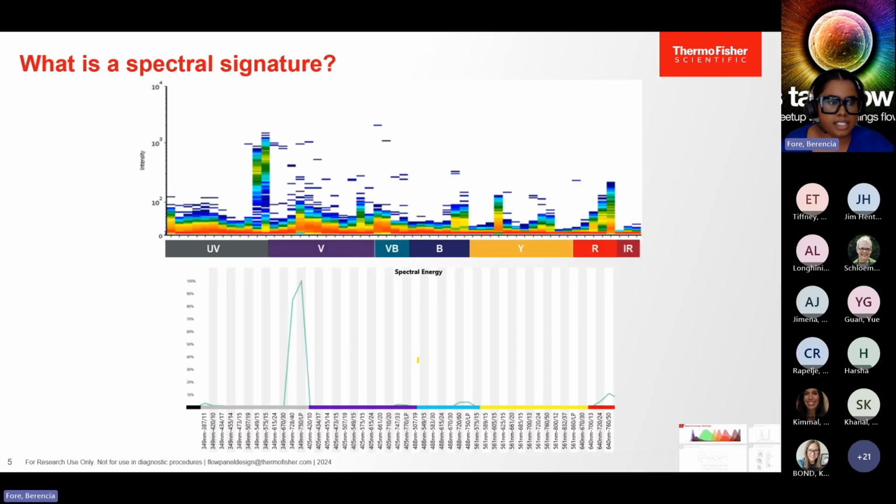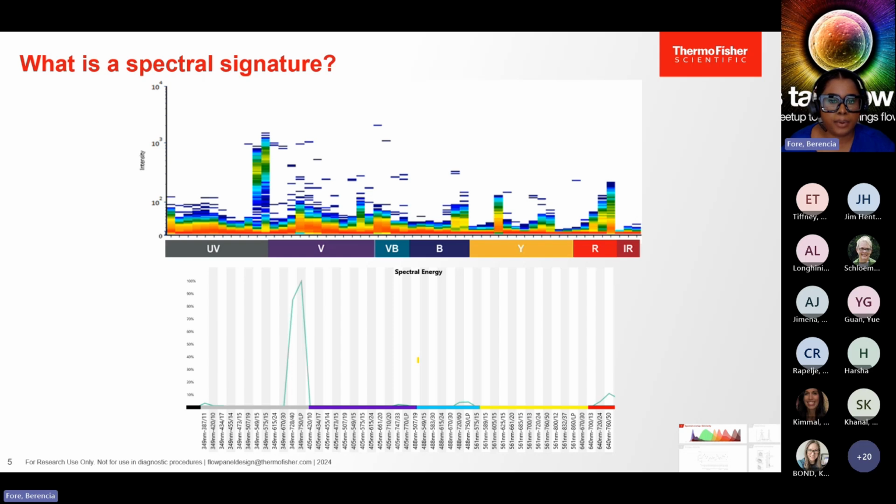So what exactly is a spectral signature? At the top of this slide, we have a BUV737, and we're looking at a signature in a little bit more detail. So first, when you're looking at this, you can think of it like a histogram turned on its side. The y-axis here represents the intensity of fluorescence ranging from 0 to 10 to the 4 on this type of scale.